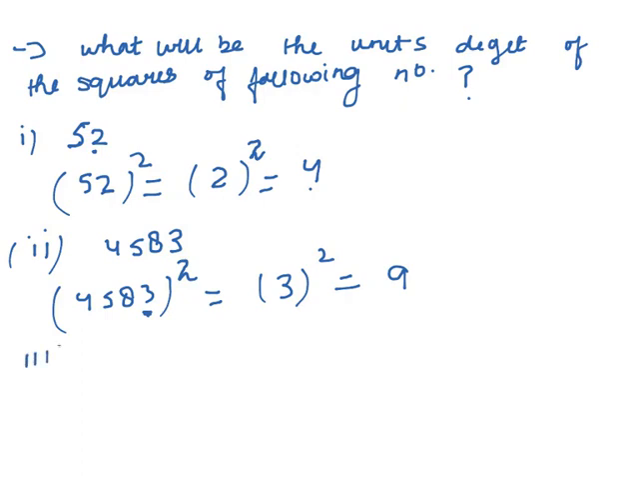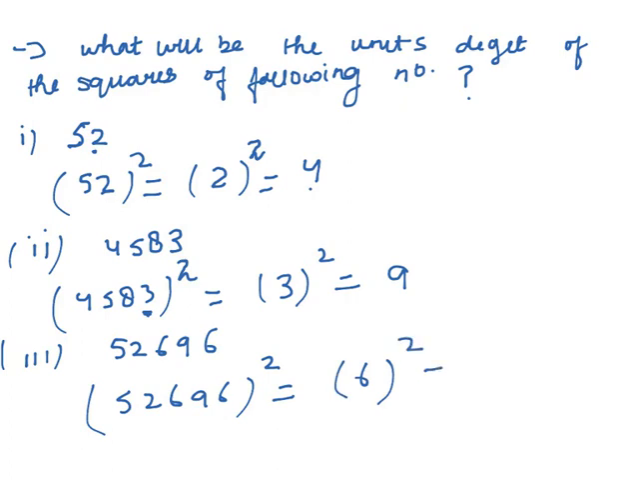We can take another example, if we have 52696. So in that, for 52696 square, at the unit place we will have 6 square, that will give us 36. So we will check the unit digit of that. It means at the unit digit of this square we will have 6 only.